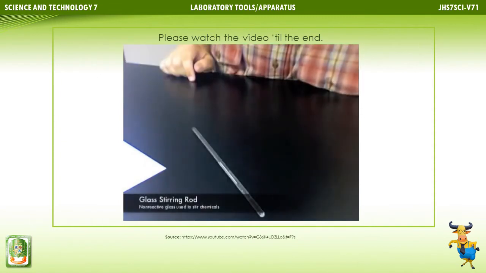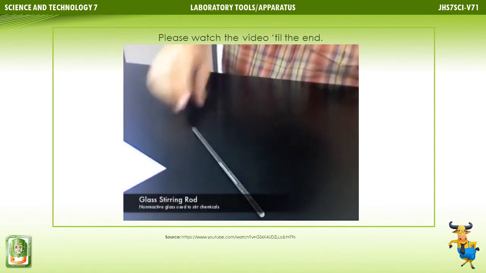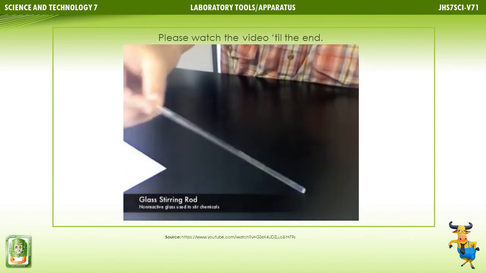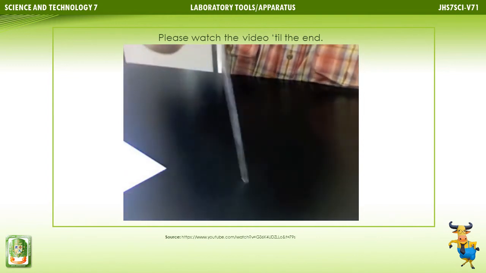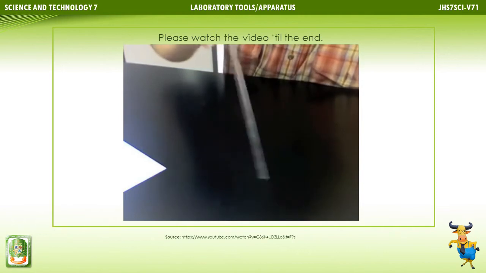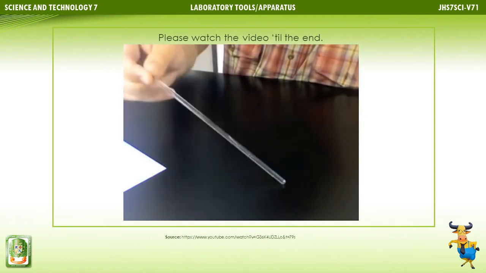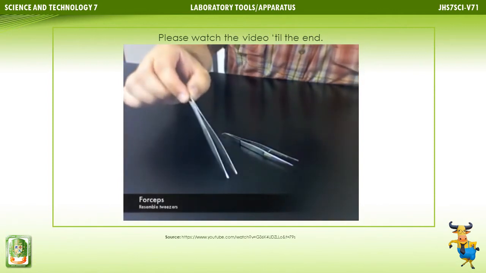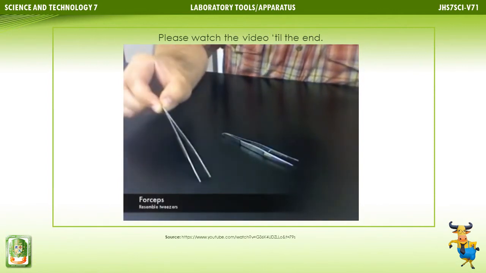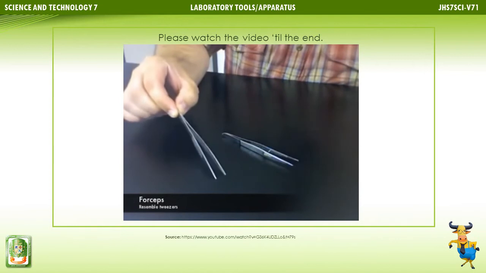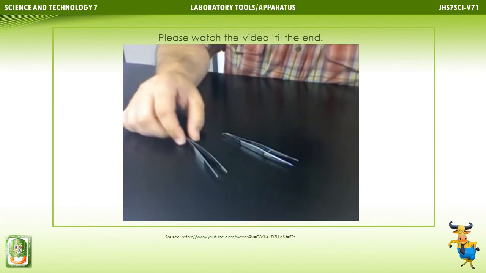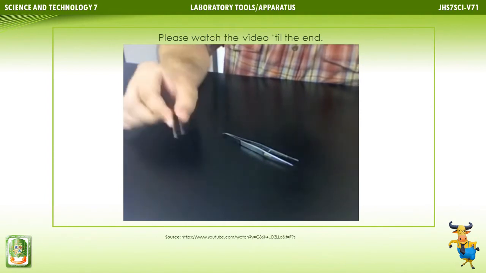So we use this probably the most out of all the glassware. What is it? It's a glass stirring rod. We use it to stir. We can't use metal in a lot of the things we stir because the metal will react. So we use glass, which doesn't react. These are called forceps. In the chemistry lab, we use these, aka tweezers. I'll go along with the fact they look like tweezers, they sound like tweezers, they operate like tweezers, but they are forceps.